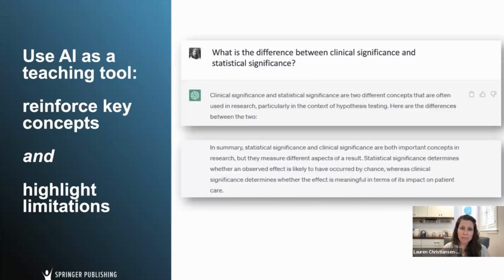This is another example here, asking ChatGPT to explain the difference between clinical significance and statistical significance. And while it correctly indicates that these measure different aspects of a result, it erroneously includes a pretty common misconception that statistical significance determines whether an observed effect is likely to have occurred by chance. So again, we can use this as a springboard for further discussion with our students about how do we differentiate between clinical and statistical significance? How can we clarify our understanding of each of these? And then again, underscore the fact that artificial intelligence doesn't always get it right.